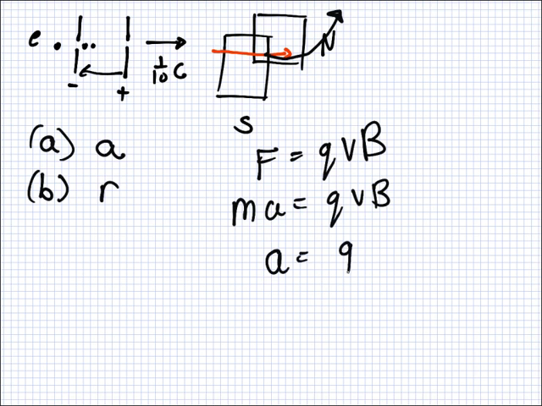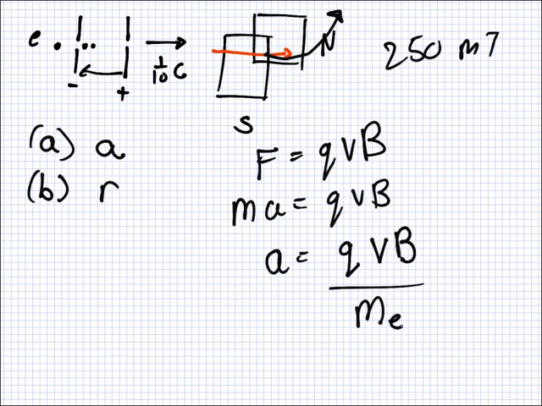Do we know the Q? Yes. Do we know the V? Yes. Do we know the B? Yes, I gave it in the question. It's 250 millitesla. And do we know the mass of an electron? Yes. So give me the A.